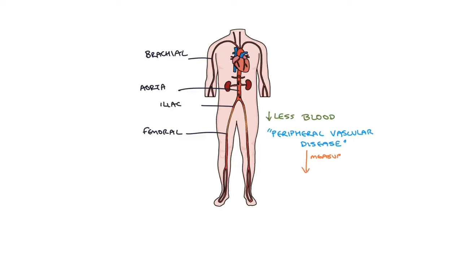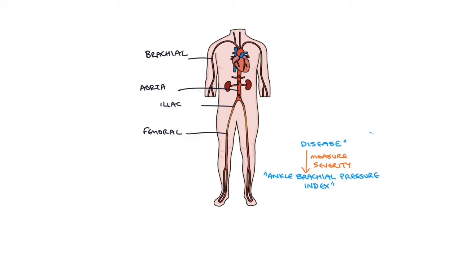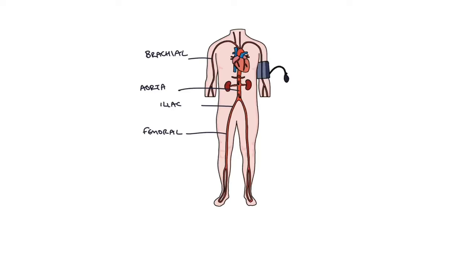And in order to measure the severity of this atherosclerotic disease in the femorals and the distal vessels, we do the ankle-brachial pressure index. So how do we do this? Well, we take a blood pressure reading at the brachial artery on the upper arm, and we take a blood pressure reading at the ankle, at the lower leg. And by comparing the two readings, we can find out the severity of the peripheral vascular disease.